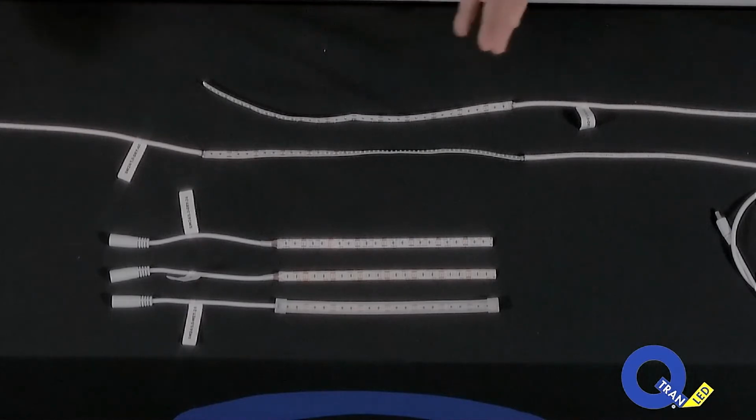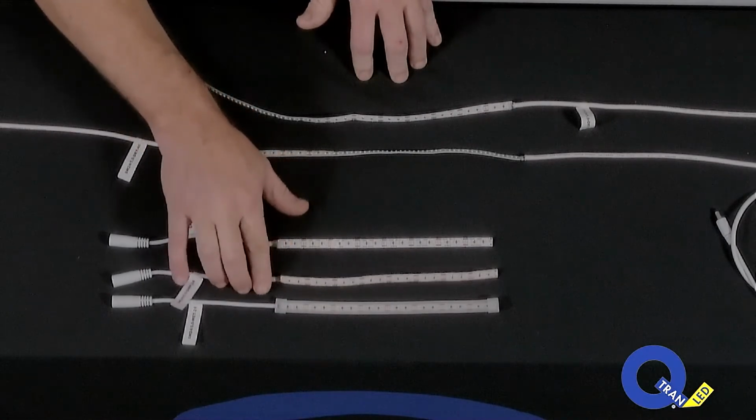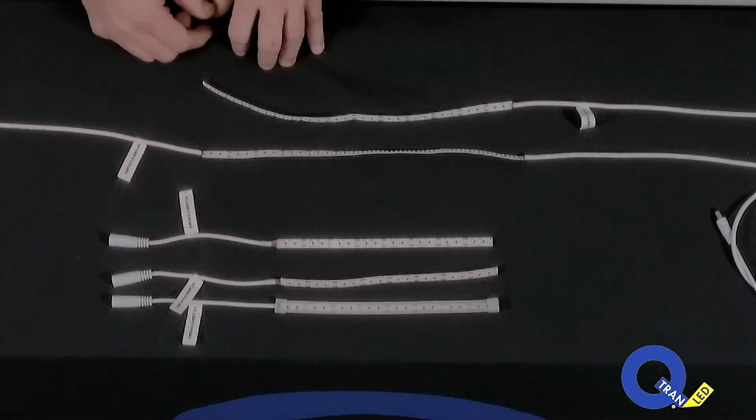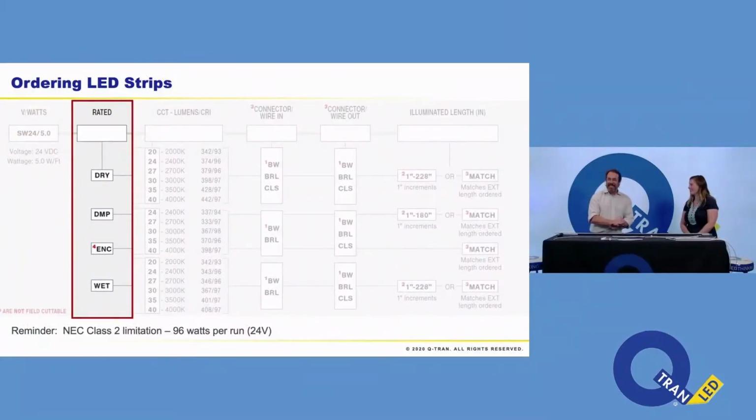But that machine is limited in the length that we can do them, hence the 180 inches there. And then the final is the wet rated LED tape, and this is in a non-yellowing silicone sleeve for an IP67 rated product. The last that is on the list there is the ENC, or encapsulated. We're able to take the dry LED tape in some of our rigid extrusions and fully encapsulate that rigid extrusion for a totally waterproof option as well.